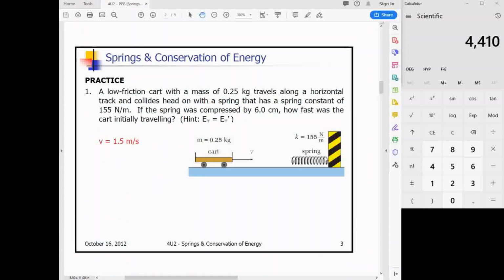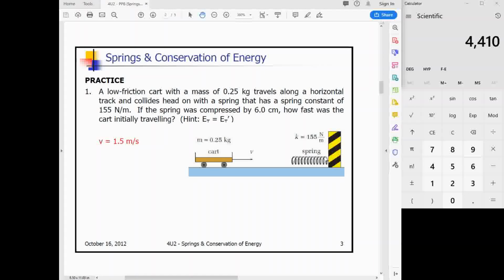Now this whole lecture is going to be about springs and conservation of energy. So here's a problem that's a horizontal situation. So we don't have a gravitational potential energy, but we have a cart that is traveling and it hits a spring. So basically we're ignoring friction in this question. And we're going to see how to solve this. So the first thing to note is that the energy before has to equal the energy after.